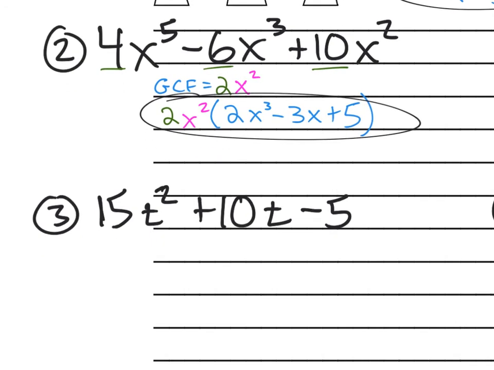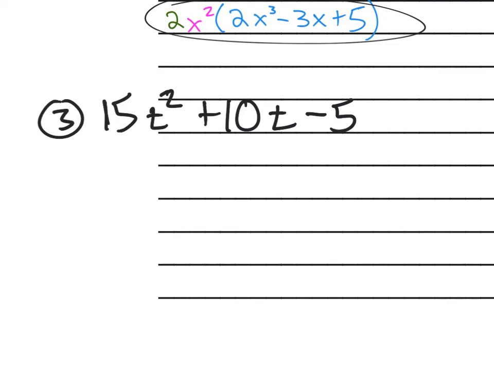All right, down here at number 3, we're looking at the constants and the coefficients. So we have a 15 coefficient, a 10 coefficient, and a 5 constant. So we notice that there's no variable in the last term, so we're not going to have a variable in our GCF, but we do have a common factor of 5 between all the numbers. So our GCF will be just the number 5.